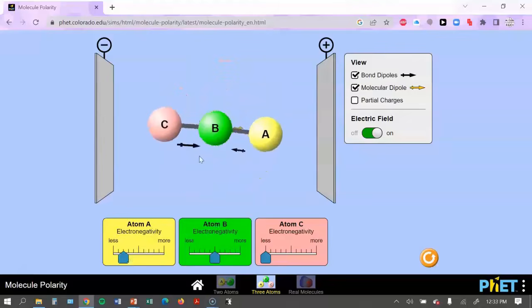So now the magnitude of the dipole for bond BC is different than the magnitude of the bond dipole for AB, and this is now a polar molecule. I'm now going to adjust the electronegativity so that these two dipoles are now pointing in the same direction. Again, this is still considered to be a polar molecule because the dipoles for the bonds do not cancel each other out.